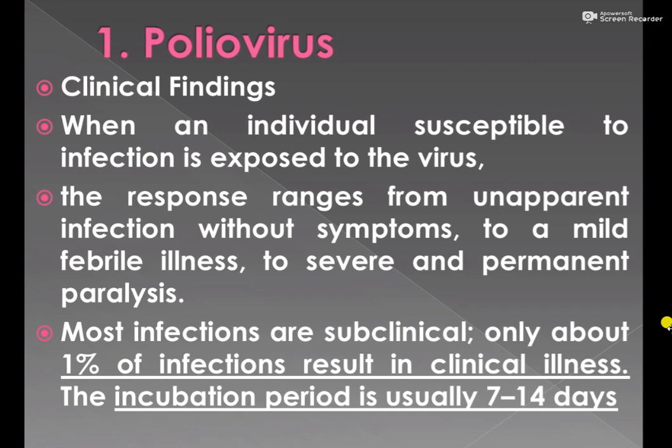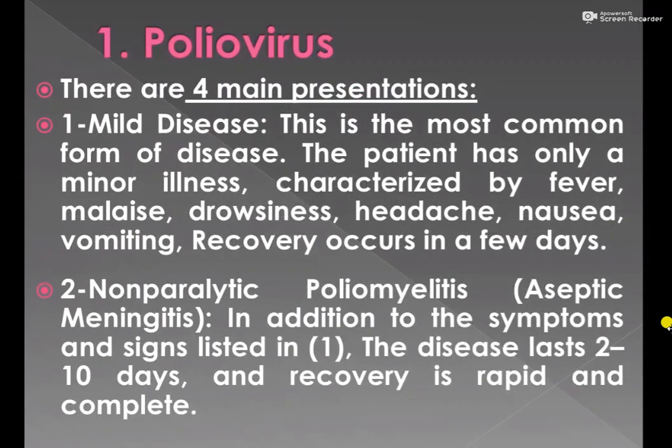The incubation period is 1 to 2 weeks. There are four main presentations. This is very important. In poliovirus, the first presentation is only mild disease, the most common form. The patient has only a minor illness, characterized by fever, malaise, drowsiness, headache, nausea, vomiting, and recovery occurs in a few days. This is the most common form, the febrile illness.